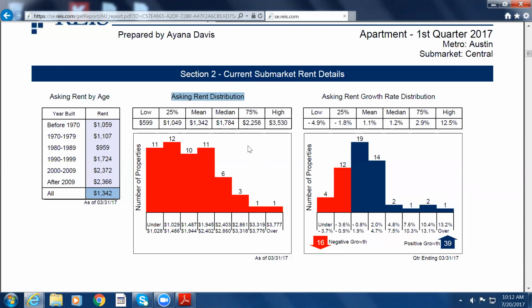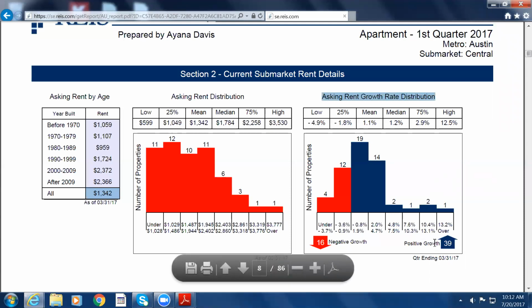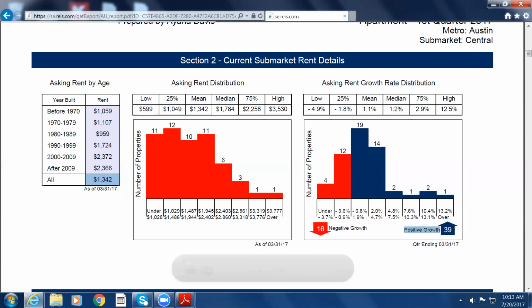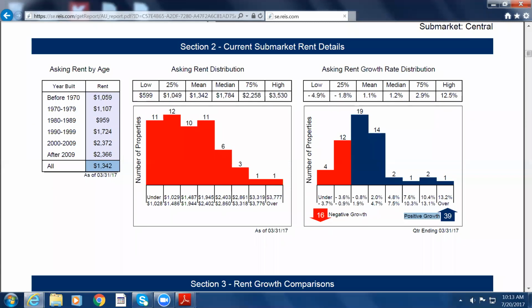Now, again, this is all to talk about rent in general, but you may want to know how much of that is actually negative rent growth as opposed to positive. And that's what we're looking at here on the right-hand side. It looks pretty good. Most of the properties within this submarket are experiencing a positive rent growth, 39 to be exact.